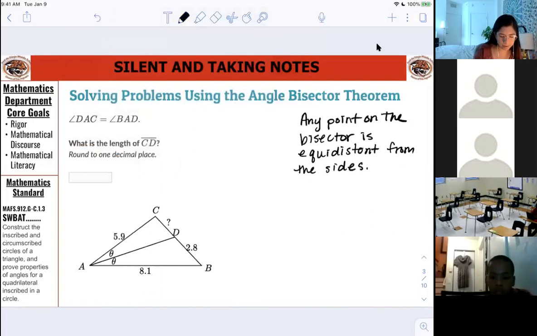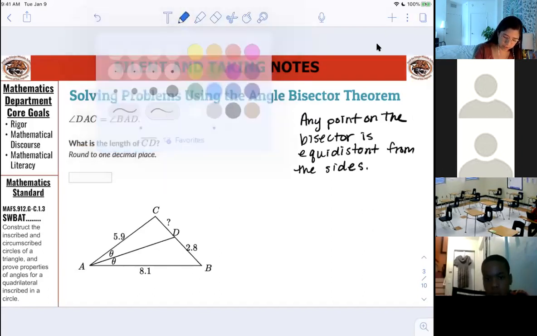Okay. So can I have a volunteer read this problem? Tell us what it says. It says that angle DAC is equal to angle BAD, and it's asking for the length of side CD, and you have to round to 1 decimal place. Okay, perfect. So I want to introduce you guys to this symbol right here.